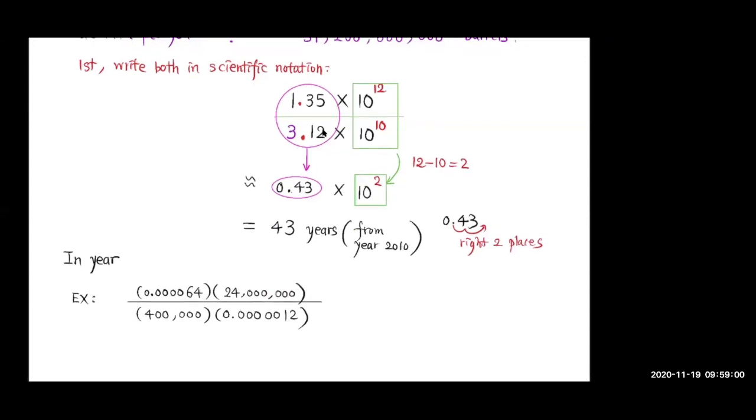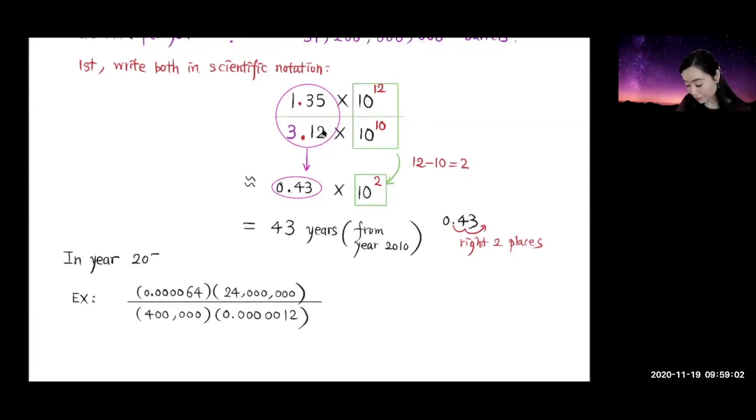2053. And then the crude oil reserve will run out. Isn't it kind of scary? In 2053, if no new discovery and we keep on spending this much every year, then the oil reserve will run out. Isn't that scary?